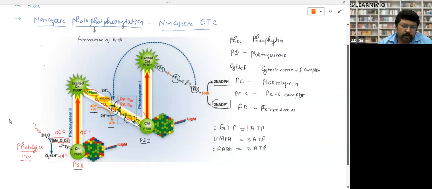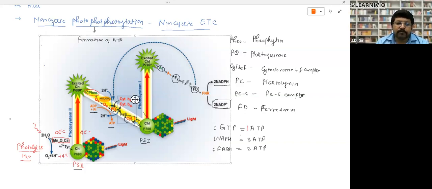When the water molecule breaks down and photolysis takes place, 4 electrons are released. These 4 electrons are received by P680, the core of photosystem second. These 4 electrons get energy when they are received by P680 because it has already taken energy from the light. The electron jumps and reaches the electron acceptor, which in the membrane is pheophytin.